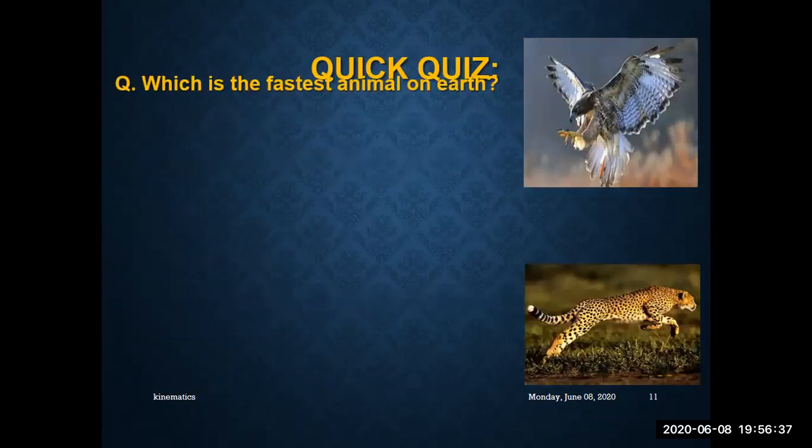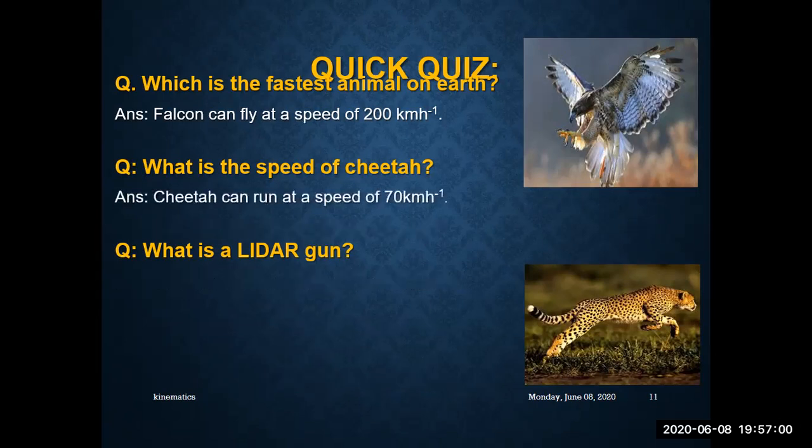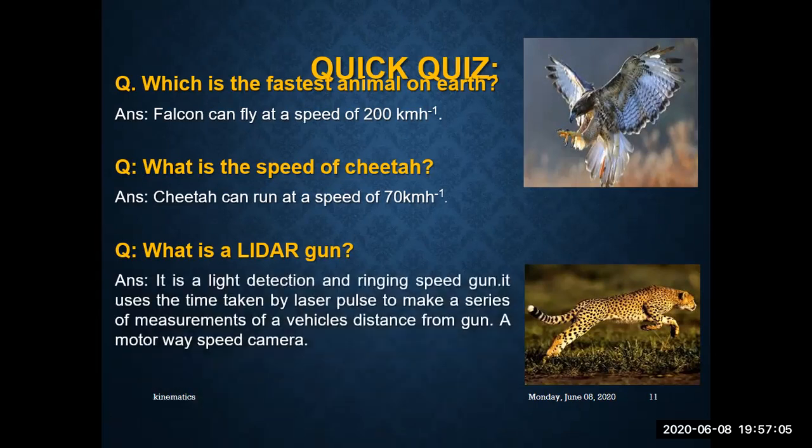So let's have some quiz, and you have to find out the answer. Which is the fastest animal on earth? Leopard, cheetah, or falcon? So here is the answer. Falcon can fly at a speed of 200 kilometer per hour. What is the speed of cheetah? 70 kilometer per hour.